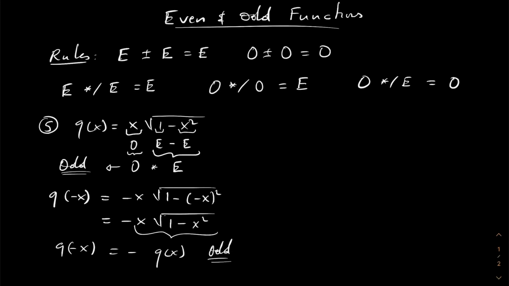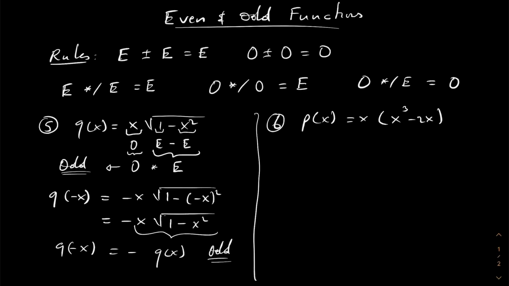Next example, let's look at something else here. Number 6, we're going to have p of x equals x in parentheses x cubed minus 2x. Again, you can look at this and decide whether this function is odd or even without having to do it formally. And so you could say that our first function here, x, happens to be odd. And then in the parentheses here, you've got an odd function minus an odd function, which should give you an odd function. And so you have both of those factors being odd. If you have an odd function multiplied by an odd function, that should give you an even function. And so without having to go through it formally, I know that this function happens to be even.